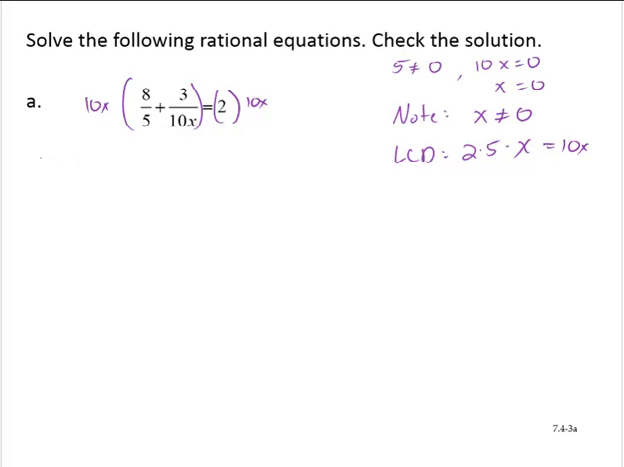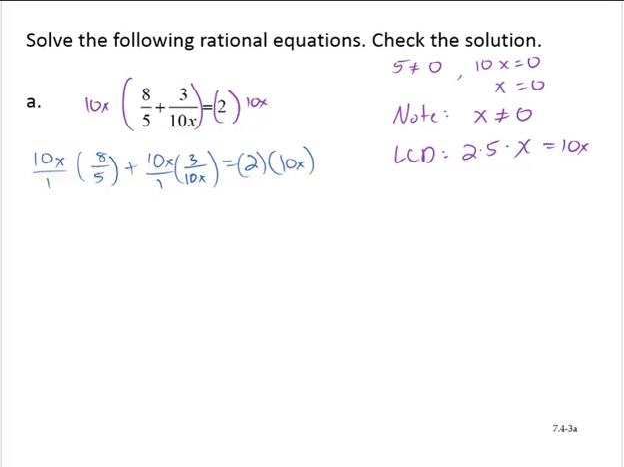Applying the distributive property, I have 10x, and if you need to, you can still think of this as 10x over 1. So 10x times 8/5 plus 10x times 3 over 10x is equal to 2 times 10x. Order isn't too important in this multiplication.